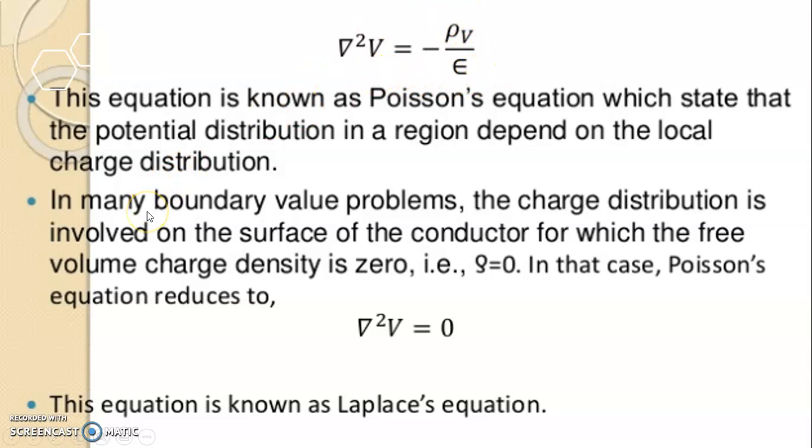Now, in many boundary problems, the charge distribution is on the surface of the conductor, for which volume charge density is equal to 0, or we can say that rho V is equal to 0. When rho V is equal to 0, the equation converts into del square V is equal to 0. This particular equation is known as Laplace equation. Students, we have Poisson's equation, which is del square V is equal to minus rho V upon epsilon, and del square V is equal to 0, the Laplace equation.